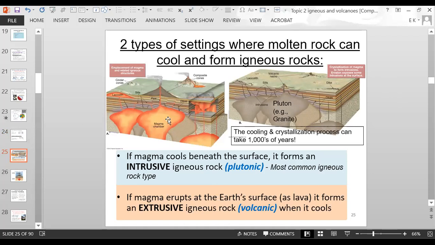So you see on the left, you have magma chambers, you have laccolith, you have sills, dikes. And then above you have volcanoes. Here's a couple of volcanoes with some lava.